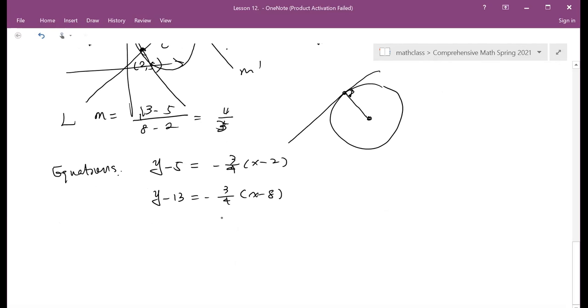Let's look at the second one. So let's take a look at this equation.